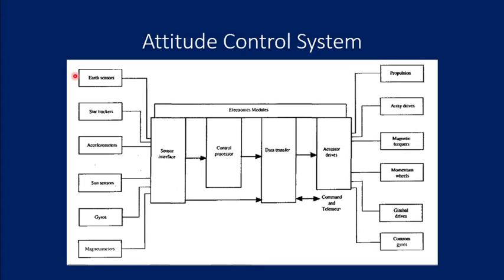So among the sensors, what we have to see, first one is the earth sensor. Earth sensor is a device for determination of the attitude of a satellite, maybe at an altitude of 500 kilometers or different levels. This device also helps us to determine the position of the spacecraft with respect to the horizon or beyond the horizon. So the primary function of an earth sensor is to measure the altitude.